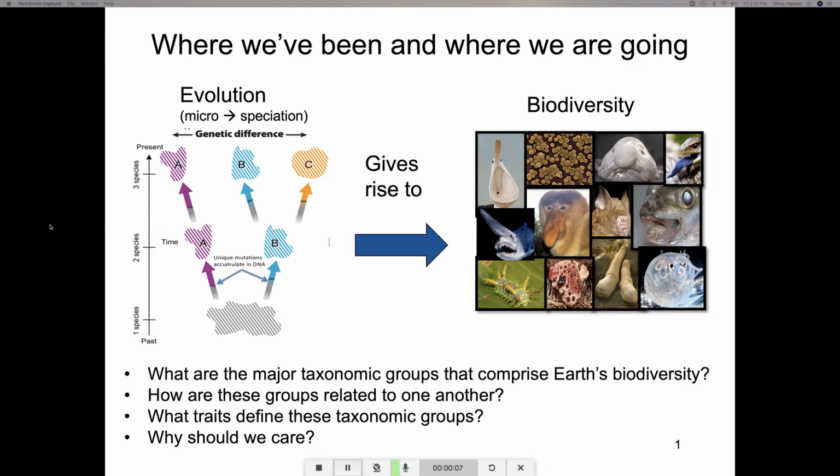So, we're going to pick up right where we left off. We stopped talking about evolution and this process of microevolution that can eventually lead to speciation, giving rise to all the biodiversity that you guys have learned about. And so now we're going to pick up talking about the major taxonomic groups that comprise Earth's biodiversity, how these groups are related to one another, and the traits that define these taxonomic groups, and probably most importantly, why we should care about these different taxonomic groups.